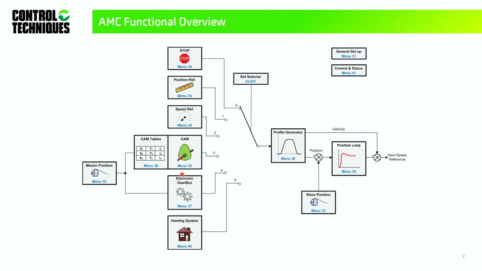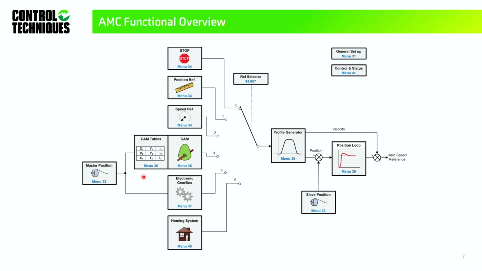Then we have two modes that require input from a master axis of some sort. So menu 32 is the master position axis. Here we're going to configure the source for the master when I am camming and when I am gearing in EGB mode. So you need to configure menu 32 first.